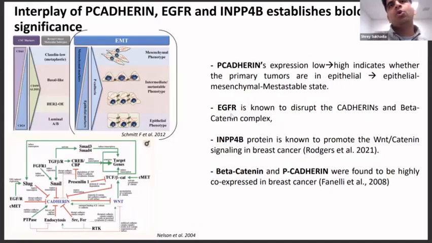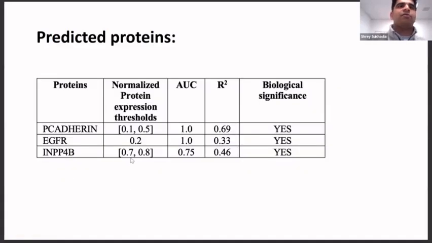So the fact that we are getting low expression of EGFR does say that it may have played a role in boosting p-cadherin's expression. And then INPP4B protein is known to promote the WNT-cadherin signaling in breast cancer, and beta-cadherin and p-cadherin were found to be highly co-expressed in breast cancer, which reflects here that INPP4B was also high, which may have played a role in boosting the p-cadherin.